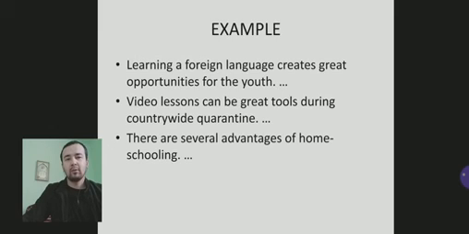If you include video lessons, let's say in normal period of time, like without quarantine, it's not good because your topic sentence states that video lessons are great tools during countrywide quarantine. So that's why you should only discuss this idea, this topic. Or there are several advantages of homeschooling. So this is again our topic sentence. If you include disadvantages of homeschooling in this paragraph, it's wrong again, because in the topic sentence you are saying advantages of homeschooling. So it's important to keep in mind. All right, you should always follow your topic sentence.